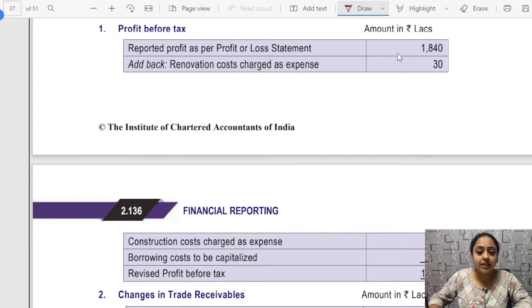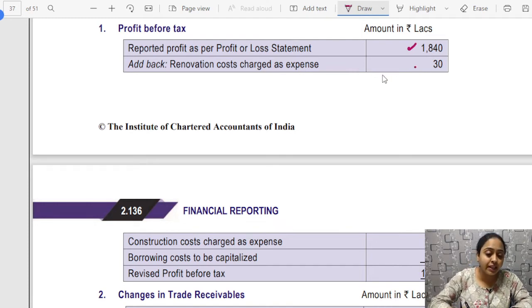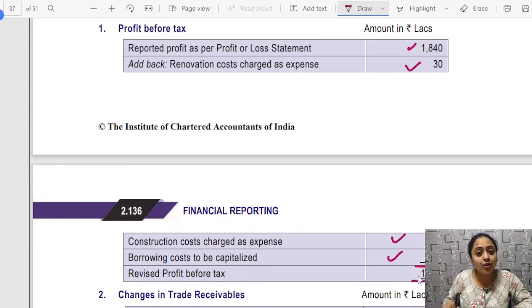Profit is 1840. Renovation cost 30 lakh has been added back, because it is not a part of P&L. Construction cost 40 and 10 has been reversed. Then the amount that you receive is profit before tax. This is all cash, because the non-cash items and the investing activity items have been removed.